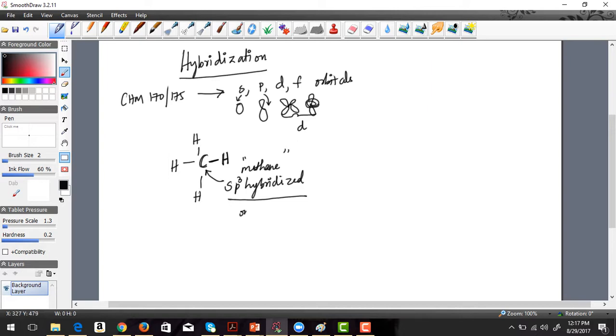So, only carbon attached to single bonds.